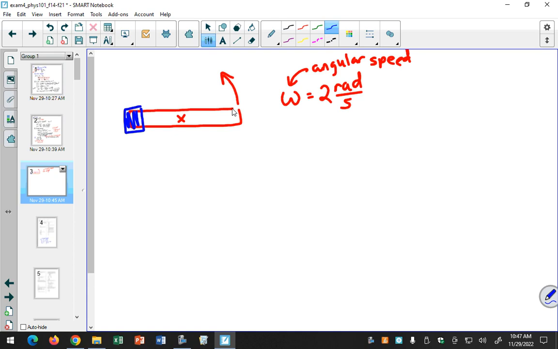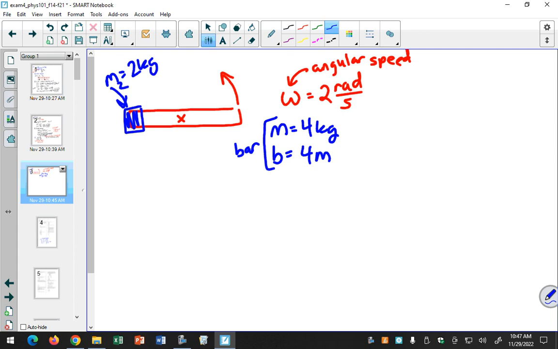angular speed. All right, I give you the mass. Let's say that the mass is 4 kilograms, and I'd have to give you the length of the bar. Let's say it's 4 meters. And this is a combined mass? No. That's just the dimensions of the bar. Okay? And then the second object, let's say that it has a mass of 2 kilograms. I'll call this M2 and call this M1. All right, the first question I want to know is just what is the angular momentum of the bar?